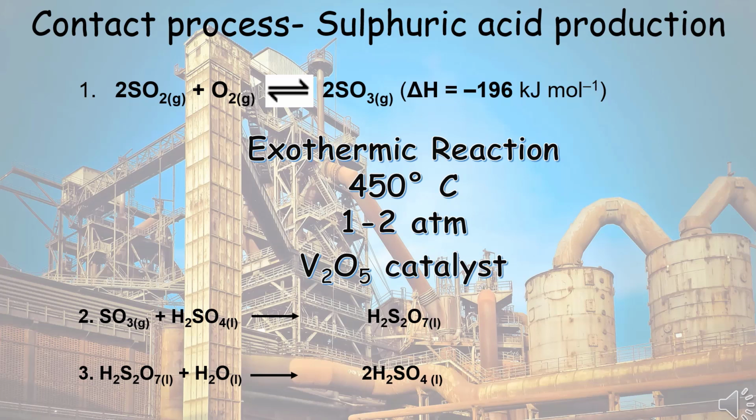In this process, sulfur dioxide is mixed with air in a 2:1 ratio and the mixture is passed over a vanadium pentoxide catalyst at a relatively high temperature of about 450 degrees Celsius and at a pressure of between 1 to 2 atmospheres. If the sulfur trioxide is added directly to water, an acid mist will form, which is difficult to contain because the reaction to form sulfuric acid solution is very exothermic. That's why step 2, the formation of oleum, is followed before proceeding to step 3.